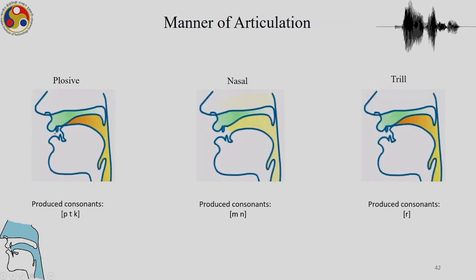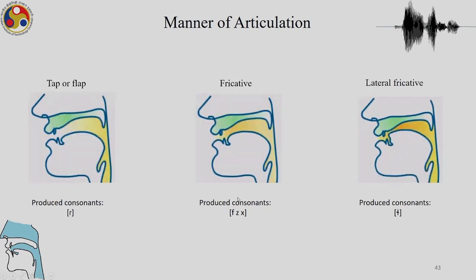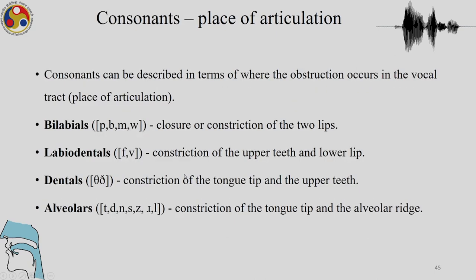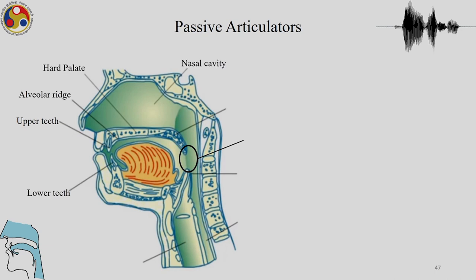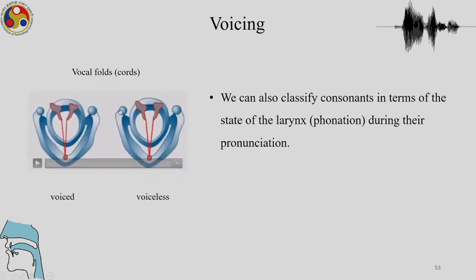So we have stops, which are produced with complete obstruction and sudden release. We have nasals, where air is released through the velopharyngeal port. We can have trills, which do not have a narrow occlusion, but have a repeating pattern. We have taps or flaps with less rapid occlusion. Then fricatives, where the occlusion is not as rigid as that of the stop, and then approximants. Also, we have to talk about place of articulation: bilabials, labiodentals, dentals, velars, postalveolars. These are all the places of articulation which we will look at in the next lecture.